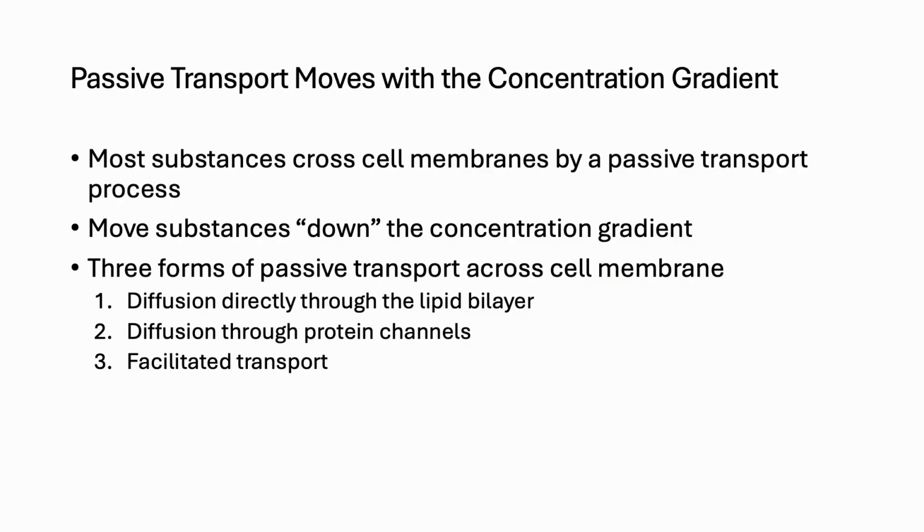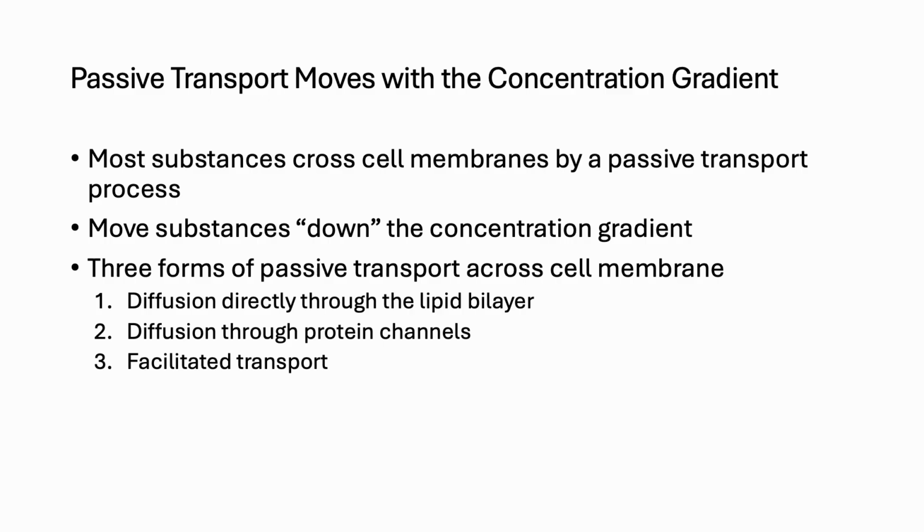Most molecules cross the membrane by passive transport, meaning they move with, not against, the concentration gradient. This process requires no cellular energy. There are three main mechanisms: diffusion directly through the lipid bilayer, diffusion through protein channels, and facilitated transport. Small nonpolar molecules like oxygen, carbon dioxide, and urea slip directly through the lipid bilayer. Larger or charged molecules require assistance.